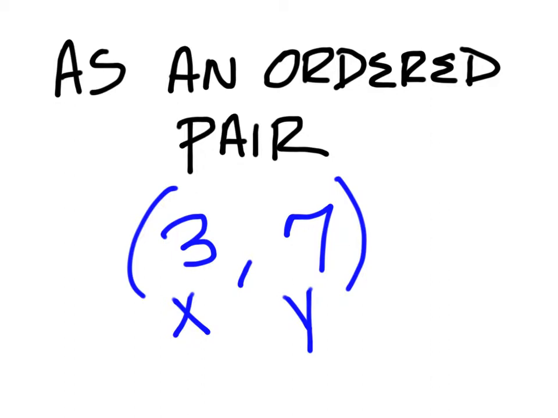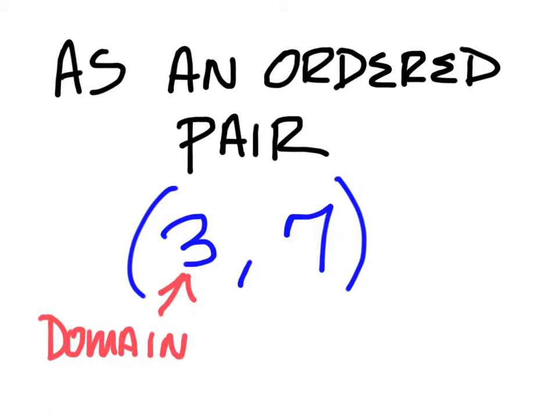That creates an ordered pair that you can put on a graph. Go over 3 and then up 7. Make a dot. If it's in an ordered pair form, the domain is 3, range is 7. x domain, y range.